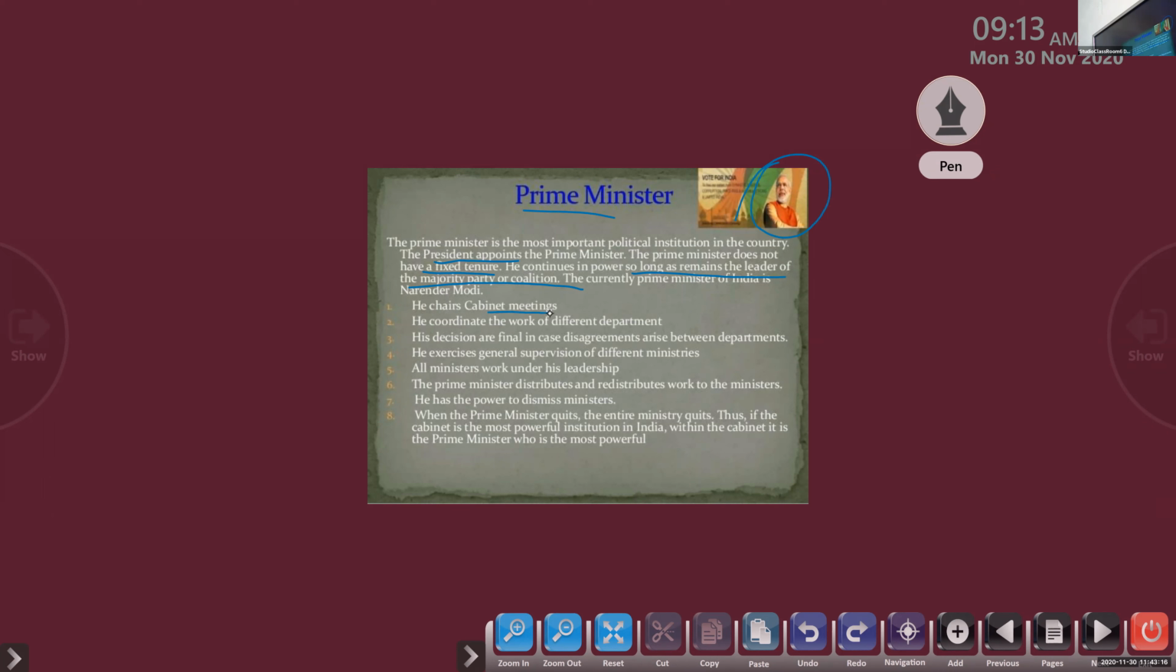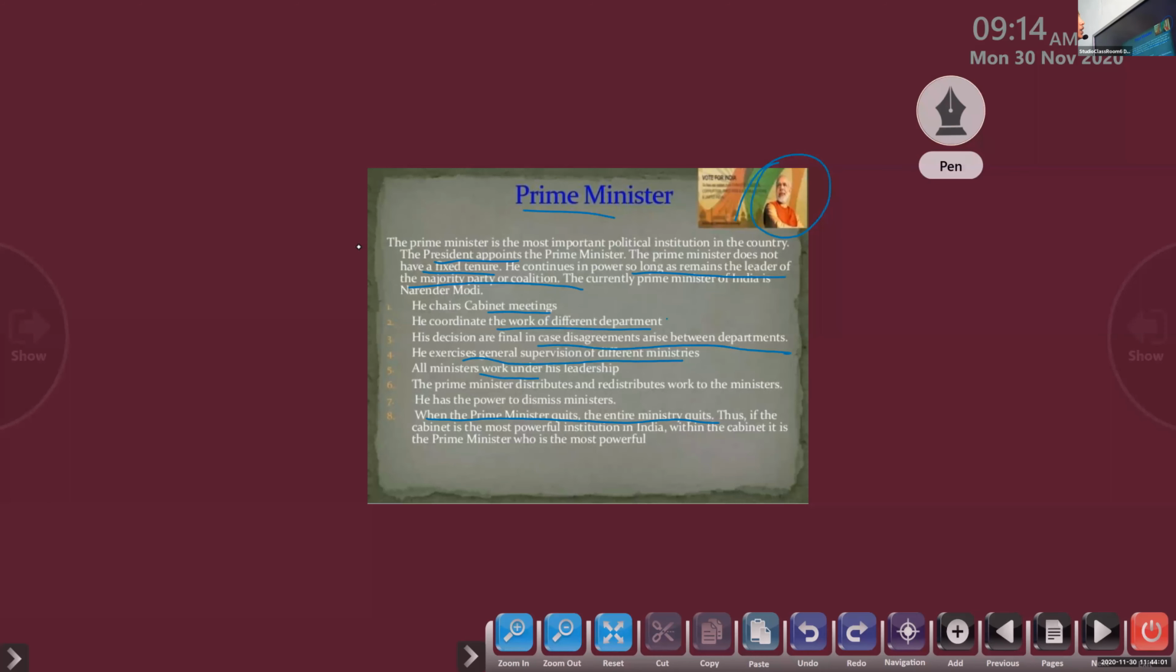He chairs the cabinet meeting. Then he coordinates the work of different departments. His decisions are final in case disagreement arises between different departments. He exercises general supervision of different ministers. All ministers are working under his leadership. He distributes and redistributes the work to ministers. He has the power to dismiss the ministers. And when the Prime Minister quits, the entire ministry will quit. If the Prime Minister gives a resignation, the entire ministry will quit. So these are the major functions.